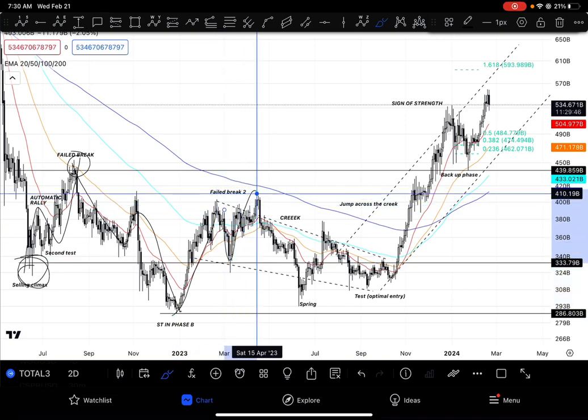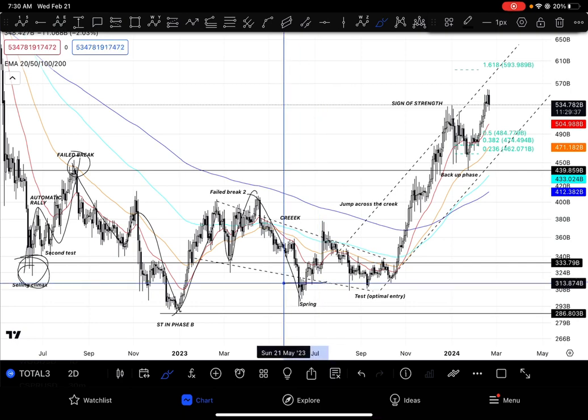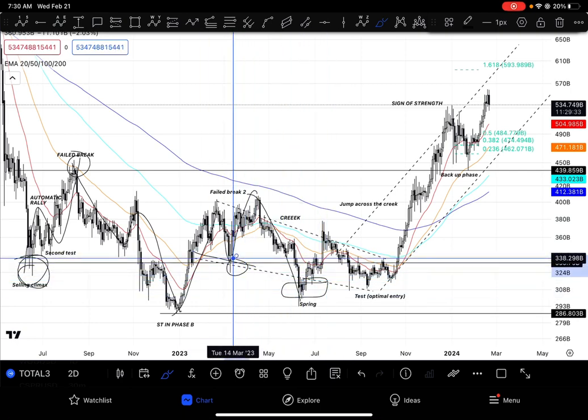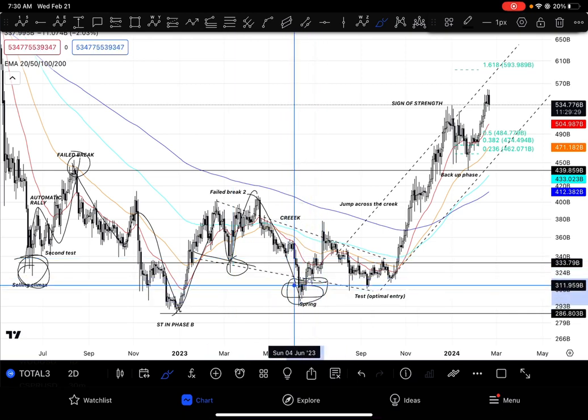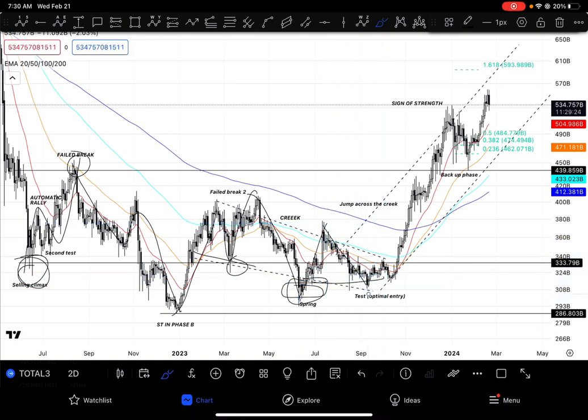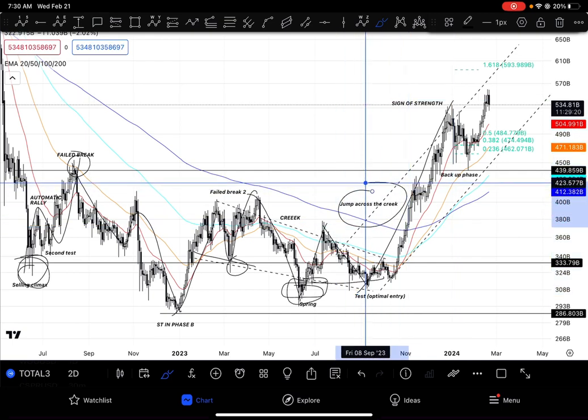Now in the creaking phase, it's very long and brutal sideways action, which chops out a lot of investors. And then you have a move below this trend line liquidity. So you have a move below this trend line to take out the liquidity below it for your spring. After your spring, you have an initial advance, a move back down to key support, and then a continuation, or what's called a jump across the creek.